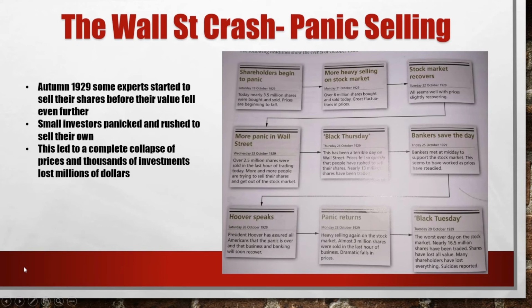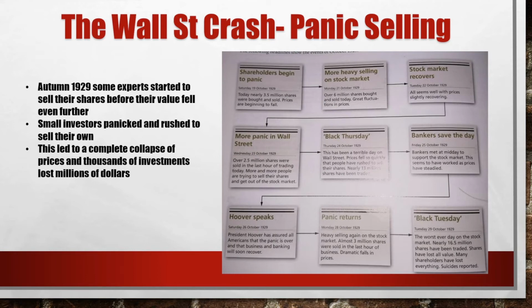So hopefully now you've watched that video and you've got a bit of a better idea, and we can talk about panic selling now and the immediate effects of the Wall Street crash. So in autumn 1929, some experts start to sell their shares before their values fall even further. Small investors, so your everyday people that have been buying stocks, panic and they try and rush to sell their own. This leads to a complete collapse of prices, thousands of investors lost, and losses of millions of dollars.